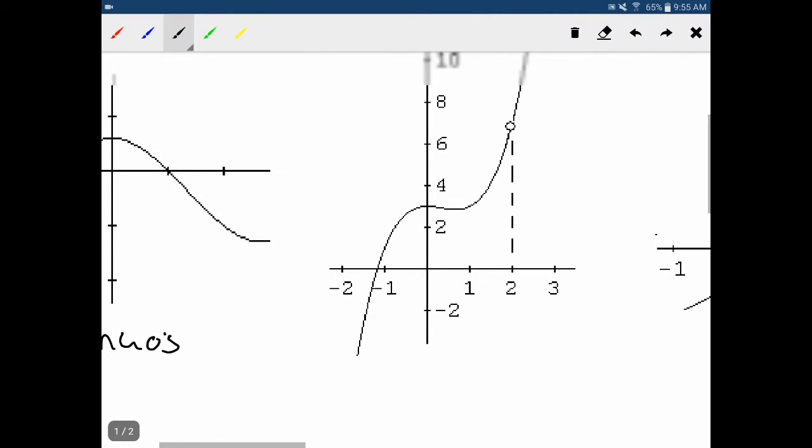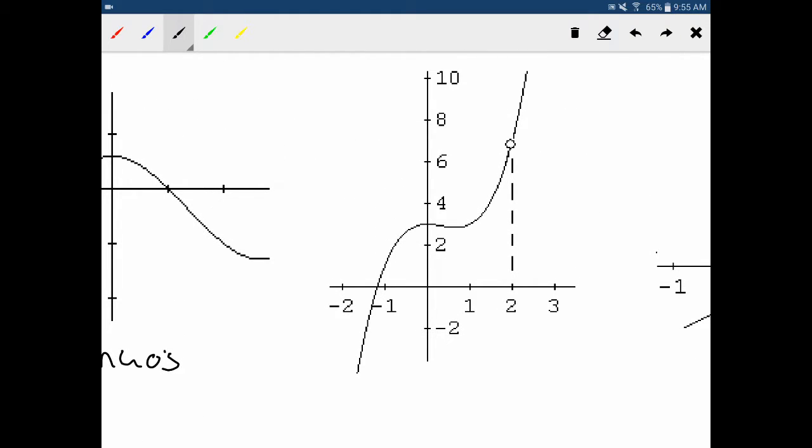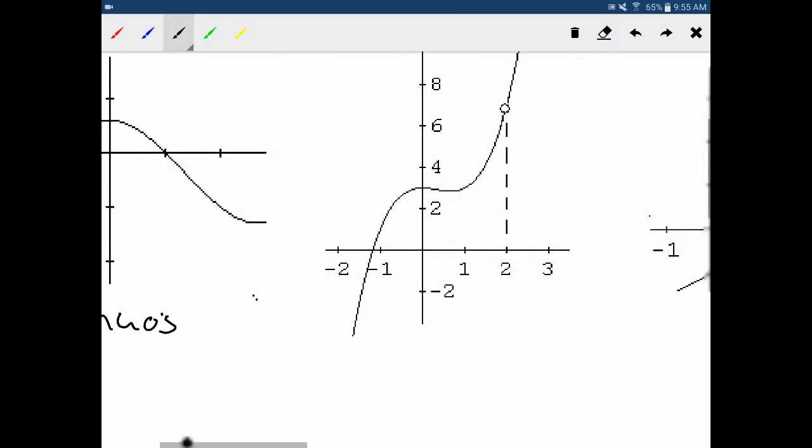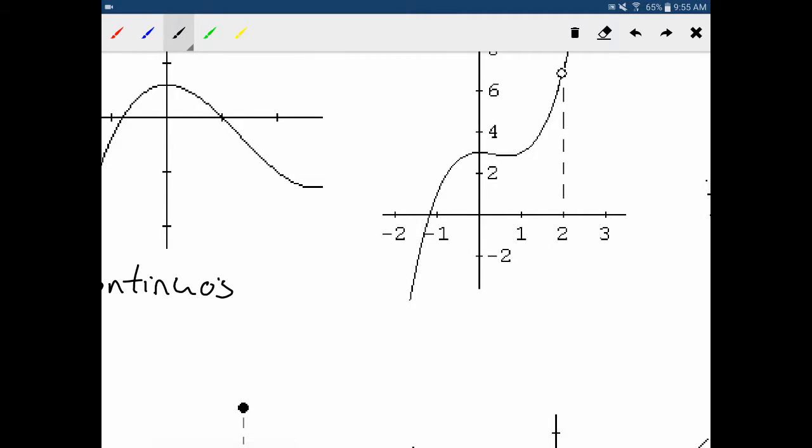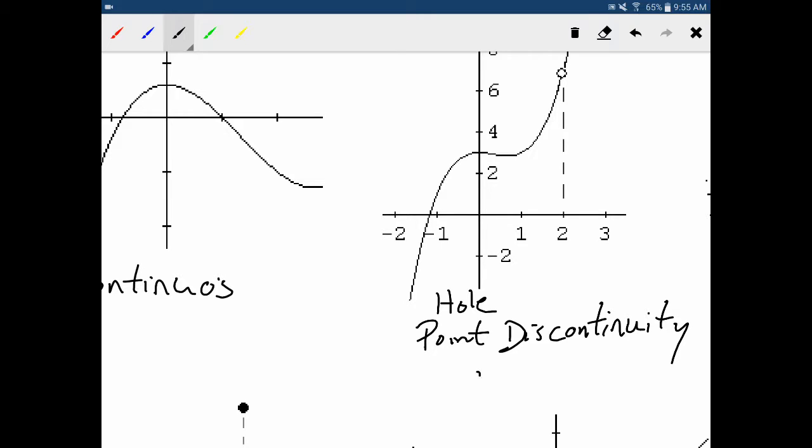So we took a look at this next one. You can see this is some sort of cubic or something, but it's got a hole at x equals 2. So a hole is what we call a point discontinuity. Okay, so there is a point discontinuity, and that would be at x equals 2.